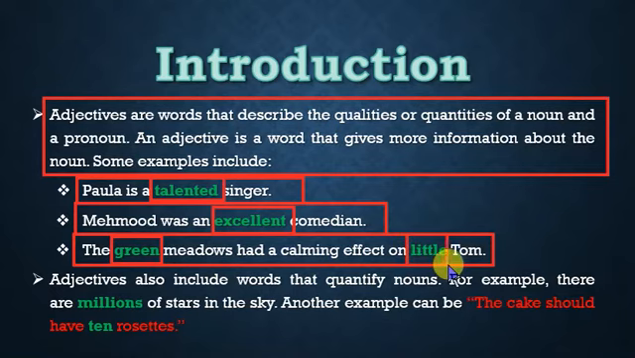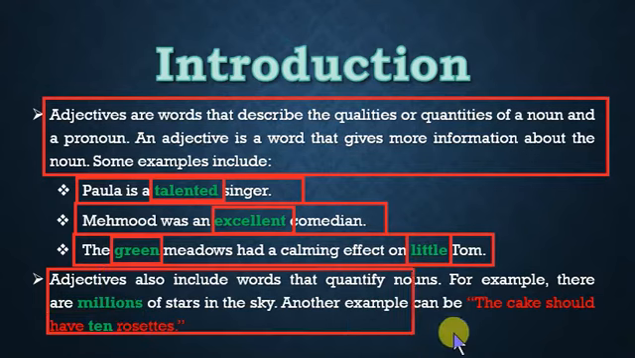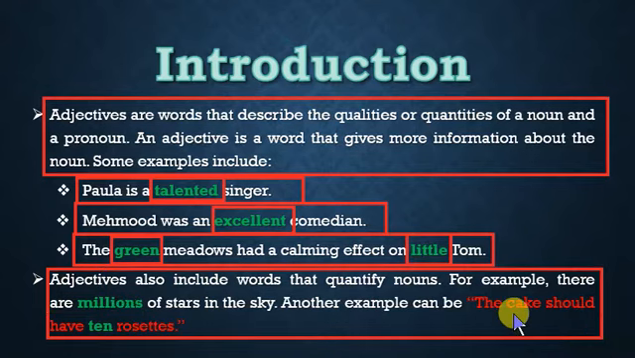Adjectives also include words that quantify nouns. For example, there are millions of stars in the sky. It means we are counting quantity-wise. Another example can be: the cake should have 10 rosettes. Rosettes, it means dish, or we will say plate. It means the cake should have 10 plates.